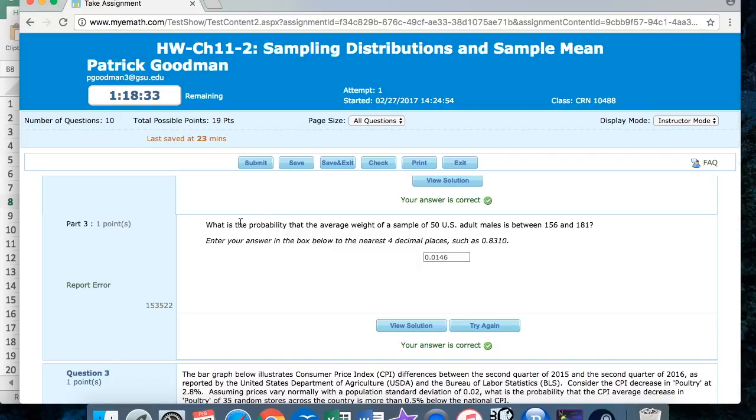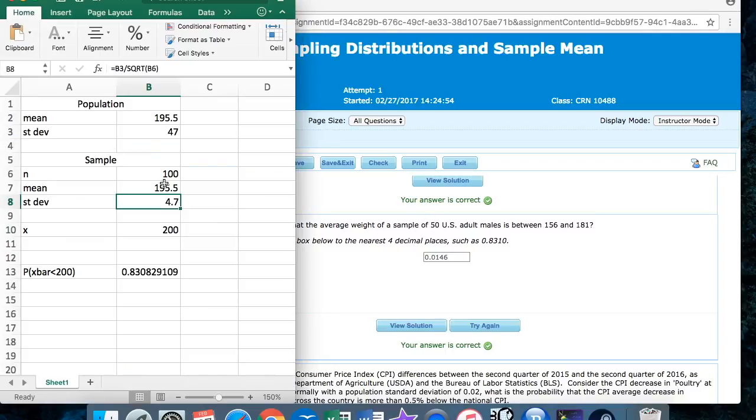Now the last question says, what is the probability that the average weight of a sample of 50 U.S. adult males is between 156 and 181? The sample size is changing to 50, so let's change that to 50. And look at that, when I changed my sample to 50, my standard deviation changed as well. That's kind of key.